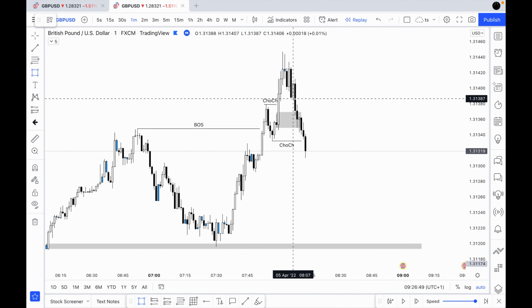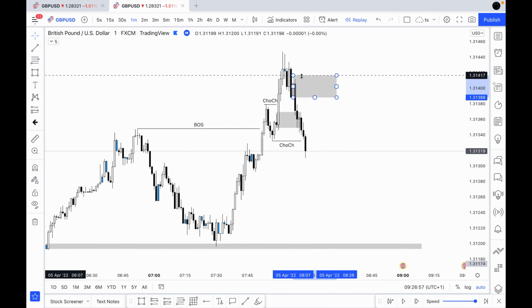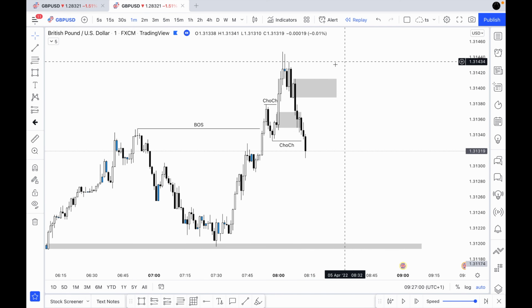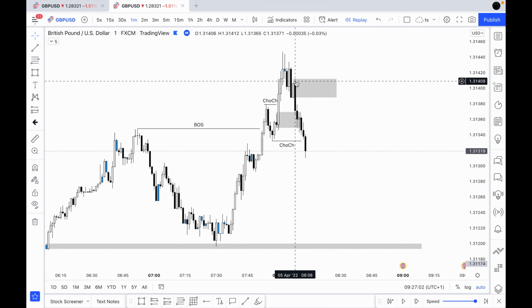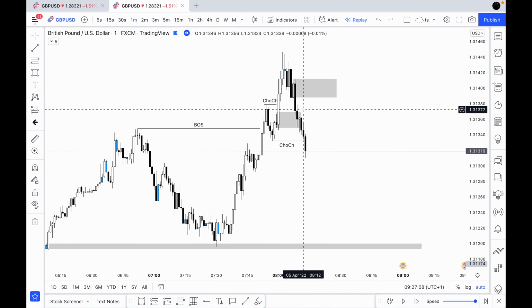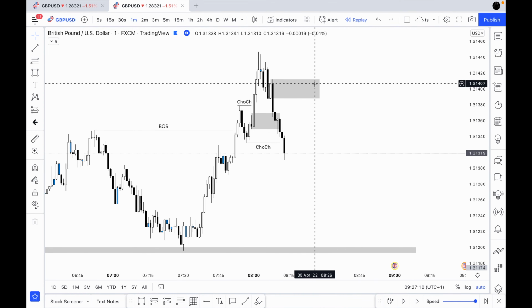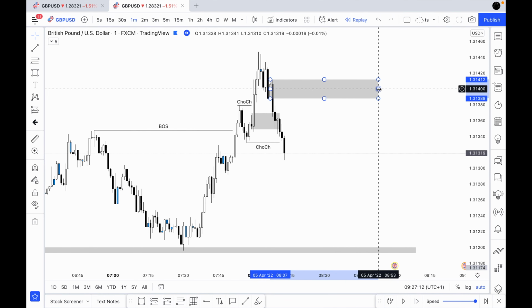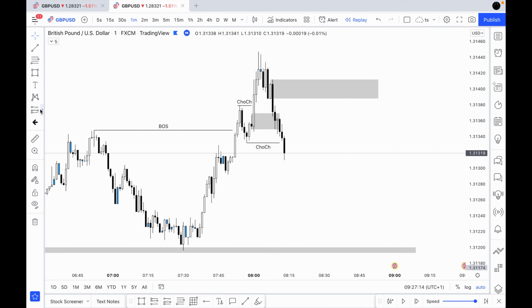It's very insignificant. However, this is more the extreme zone, so I will be looking for a potential short from this zone here. As you can see, I include this wick because there's a little bit of price action within there that still had a bit of bullish momentum in there before we then continued pushing to the downside. So from here, this is where I'm going to be looking at for a short trade.